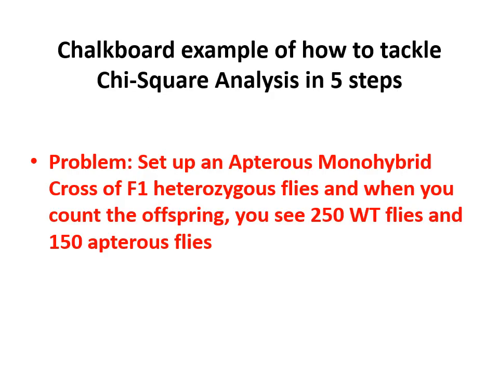So I'm going to show you 5 easy steps to tackle the chi-squared analysis. And we're going to use the problem: set up an apterous monohybrid cross of F1 heterozygous flies. And when you count the offspring, you see 250 wild-type flies and 150 apterous flies. So we're going to go step by step to do a full chi-square analysis.